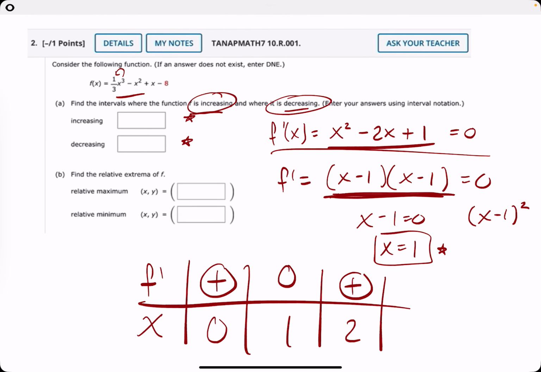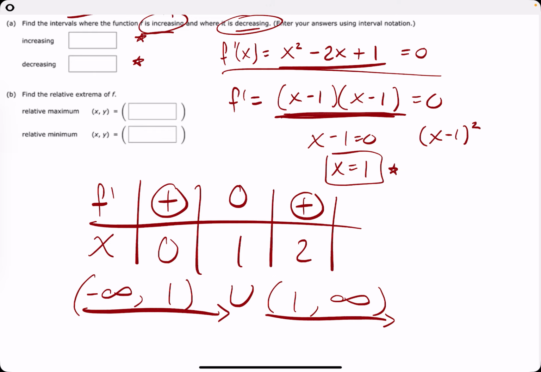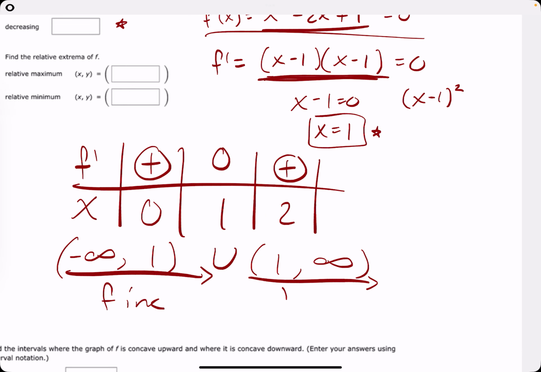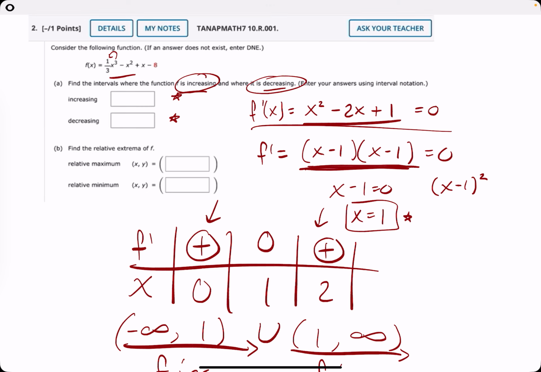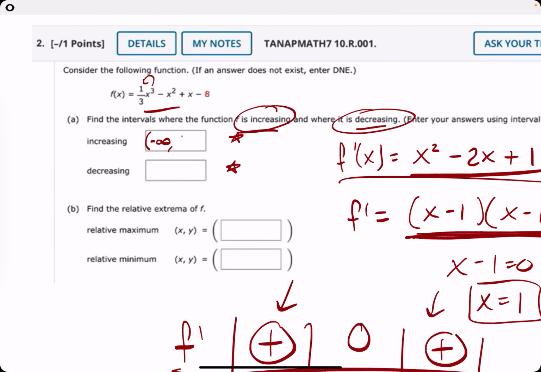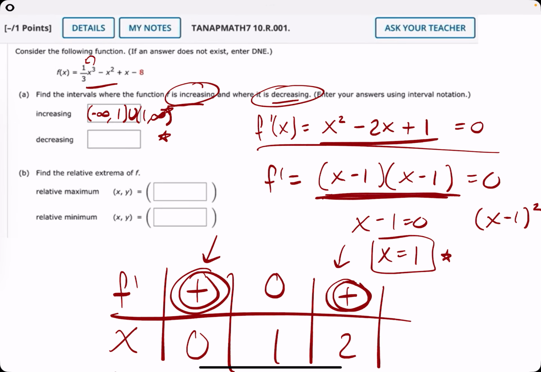So what that means is f is increasing from negative infinity to 1, and then from 1 to infinity. So in other words, negative infinity to 1, union 1 to infinity is where f is increasing. Again, f is increasing because f prime is positive on those two halves of the domain, I guess. And because f prime is not negative anywhere, that means it's not decreasing anywhere. So DNE for that.